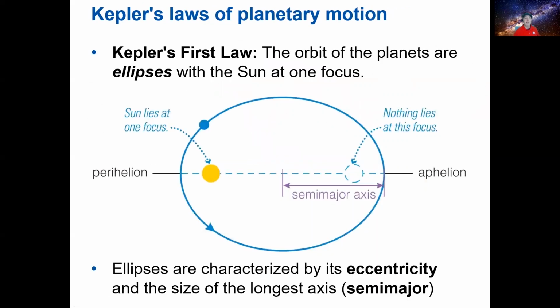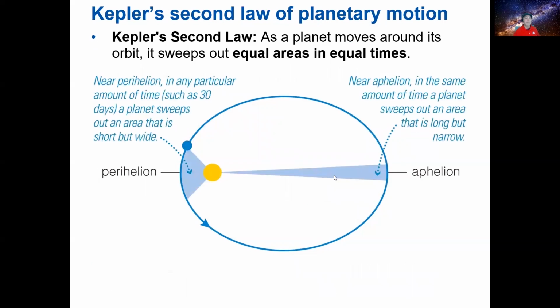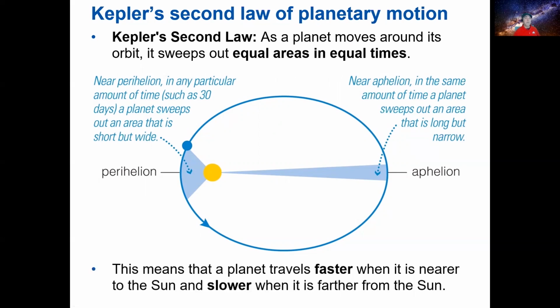Kepler's first law states that the orbits of the planets are ellipses, with the Sun at one focus. Kepler's second law states that as a planet moves around its orbit, it sweeps out equal areas in equal times. This means that a planet will travel faster when it is nearer to the Sun and slower when it is farther from the Sun.